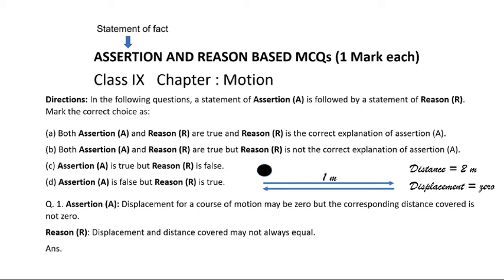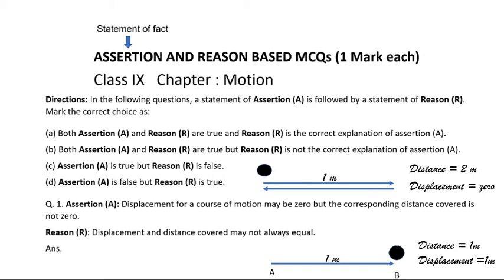Okay, let us take an example. Let's have an object again at a position A, and then it moves to a position B. And how much distance is covered? Again 1 meter, we'll say that. So what is the distance? 1 meter. And what is the displacement? That distance itself is the shortest distance, because it has not returned to its initial position. So since it has not returned to its initial position, what is the displacement? Displacement is just 1 meter.